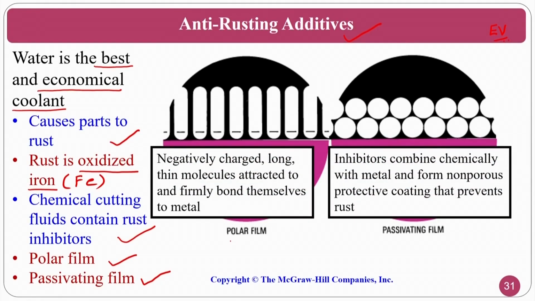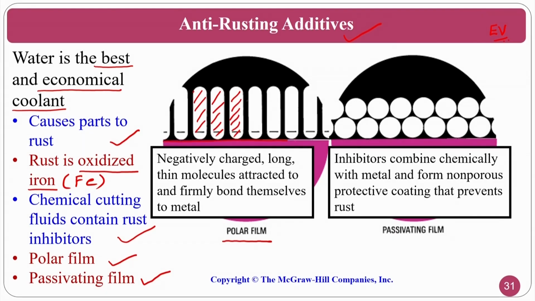Okay, the first is polar film. What do you mean by polar film? If you see, the negatively charged long thin molecules are attracted and firmly bound themselves to the metal. What will happen? These negatively charged long thin molecules adhere to the surface like this. These are the negatively charged long molecules which are adhered to the surface.